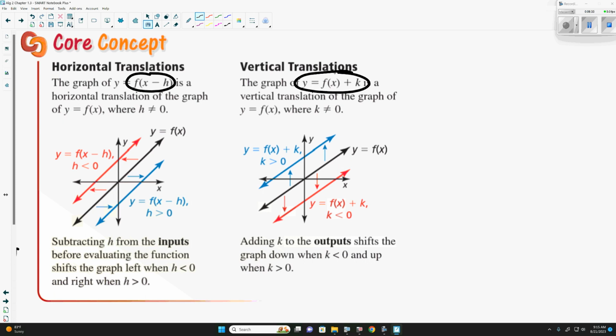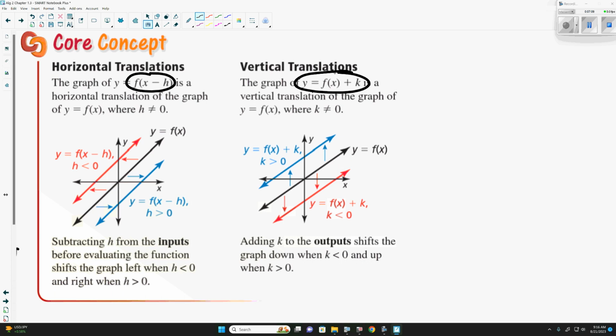Vertical, we're moving it up or down. Again, this part here is important that we're adding that value of k to it. We're affecting the output value. And with this equation here, whatever we're moving it up or down will be the value we plug in for k. If we're moving it up, we'll have a plus, whatever that value is. If we're moving it down, it will be a minus, a subtraction. Any questions on this so far?